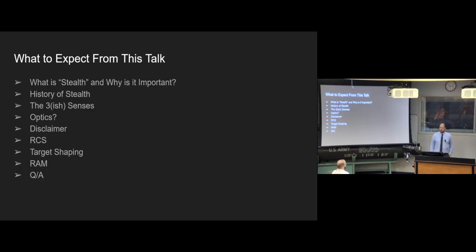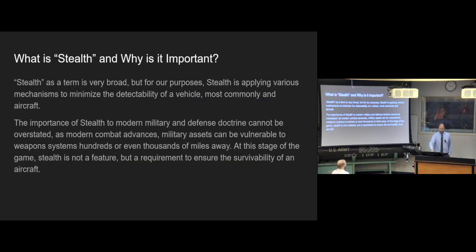All right, so let's get it moving. So what is stealth? And why is it important? Stealth is very broad. It could mean hiding from sight. It could mean being quiet. But for our purposes, stealth is strictly utilizing various mechanisms, physical properties, and technologies to minimize the detectability of a vehicle. It doesn't even need to be a plane. We'll be talking about planes and aviation vehicles primarily today, but we do this with boats. We do this with ground-based vehicles, tanks, cars, not to the same extent, but planes are the most important, but we do it with a lot of stuff.